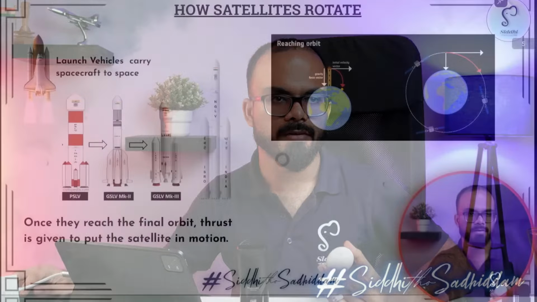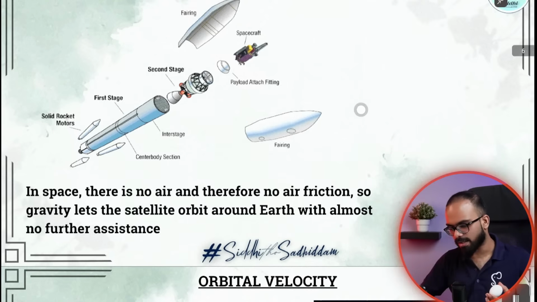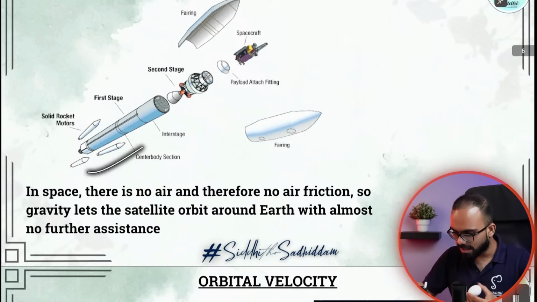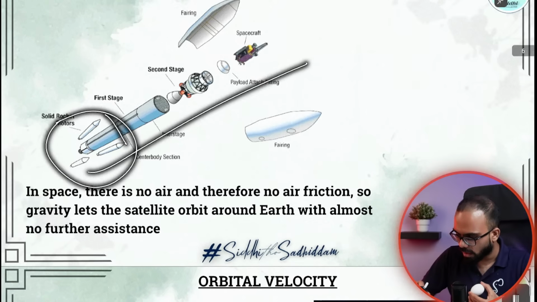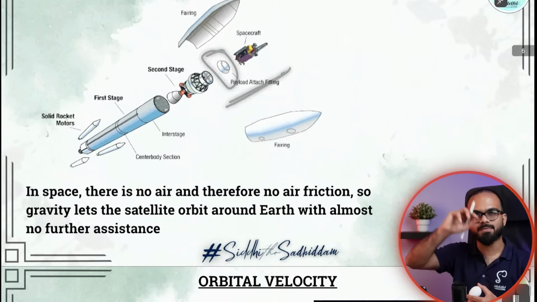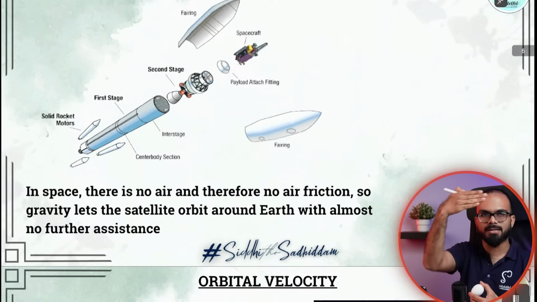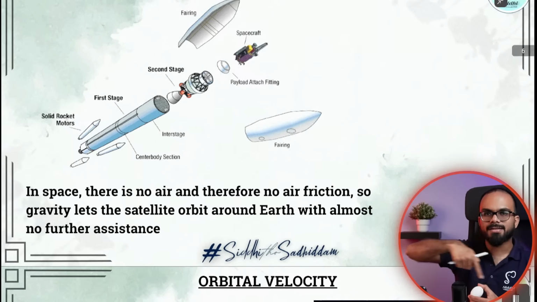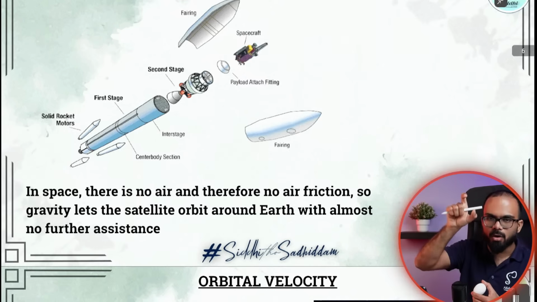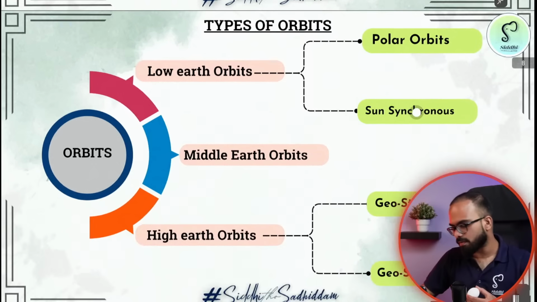Now, you have PSLVs and GSLVs. I'll tell you the difference between them. And as I was telling you, these are various stages. In the first stage, you have solid rocket motors, and in the second stage, you have other kinds of motors. You have a propulsion that is attached to the spacecraft. This propulsion will give the 90-degree necessary shift that is needed to ensure that the satellite, the actual payload, is revolving around the Earth's surface. These are the basics of the orbits.